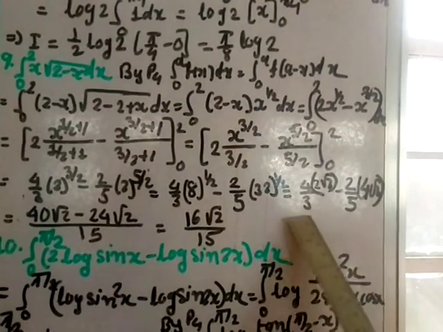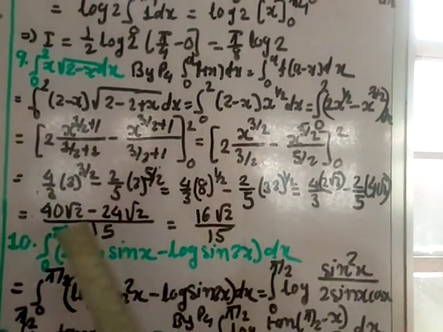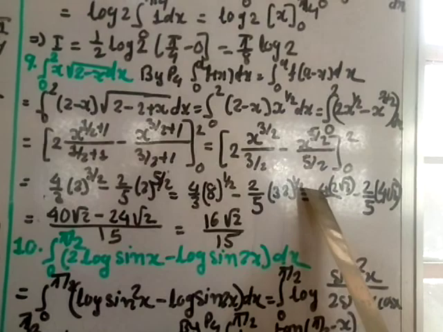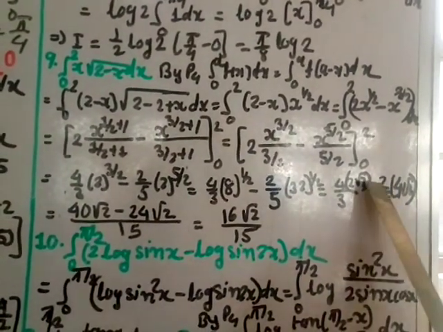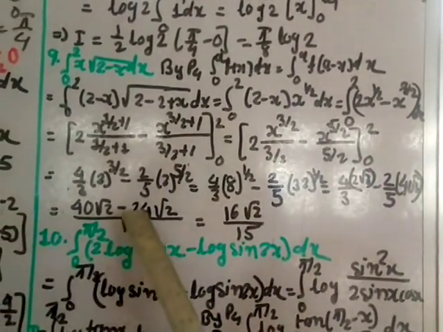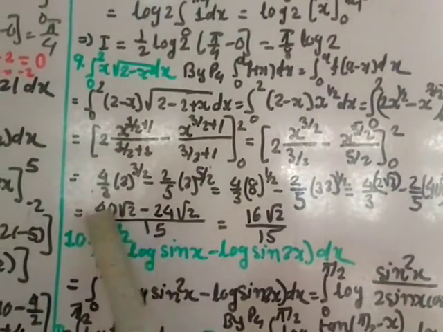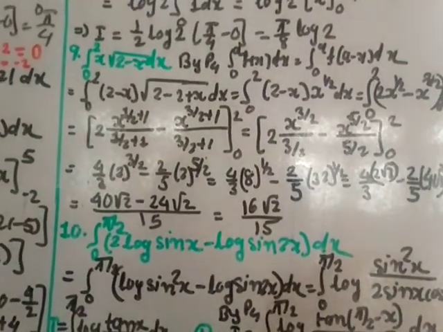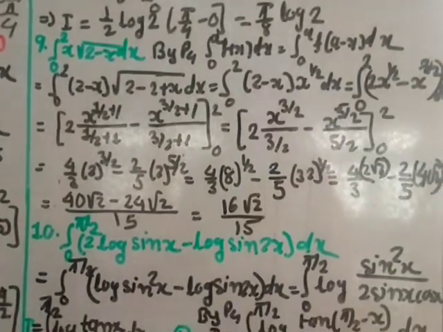Okay, now LCM is 3 into 5, which is 15. So here I multiply by 5. So 5 into 4 into 2 gives you 40 root 2. And here you multiply by 3, which gives you 24 root 2, minus. Okay, find the difference. You get 16 root 2 by 15. So that is the answer for question number 9.